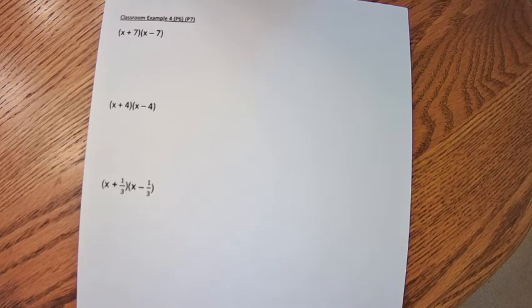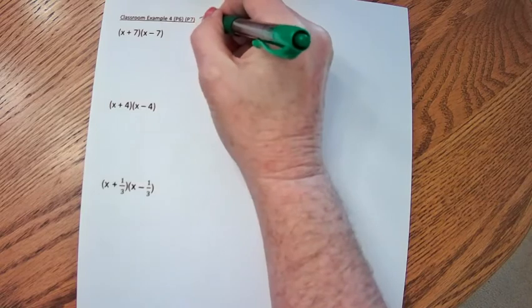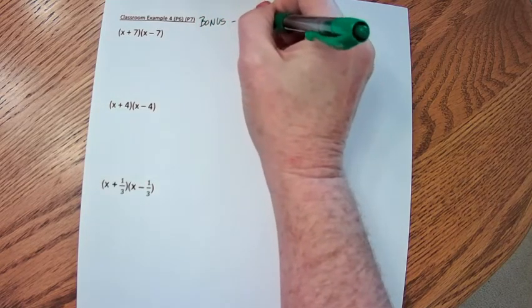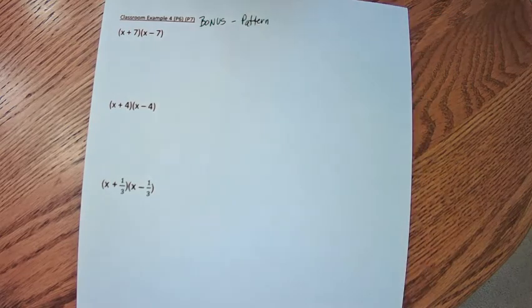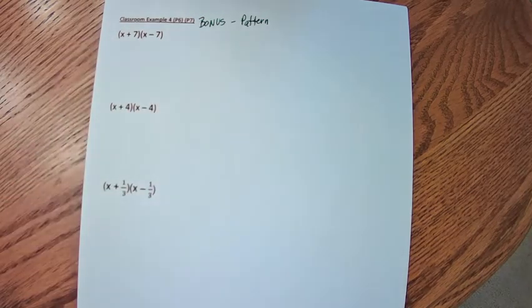And in example 4, we're going to show one other technique. Again, this is bonus. This is if you detect a pattern and you want to apply a formula rather than going through first, outside, inside, last. So we see this and we could say, oh, first, outside, inside, last, and combine like terms.